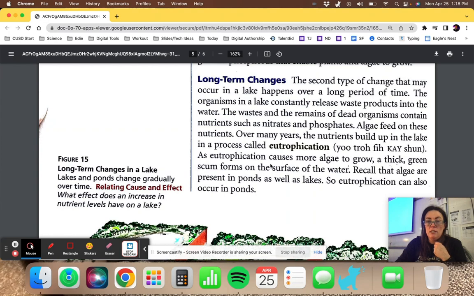As eutrophication causes more algae to grow, a thick green scum forms on the surface of the water. So if you've ever seen a lake sort of covered in algae or an algae bloom, that's eutrophication. That means they've gotten more nutrients than they are used to. So they've gotten a lot of phosphorus and a lot of nitrates, which actually helps those plants grow, which you might think is a good thing. But recall that algae are present in ponds and lakes, so it can occur in ponds. So what happens is as those plants grow, though, it'll block the sunlight out and everything else down there will die and it will cause the lake to fill in.